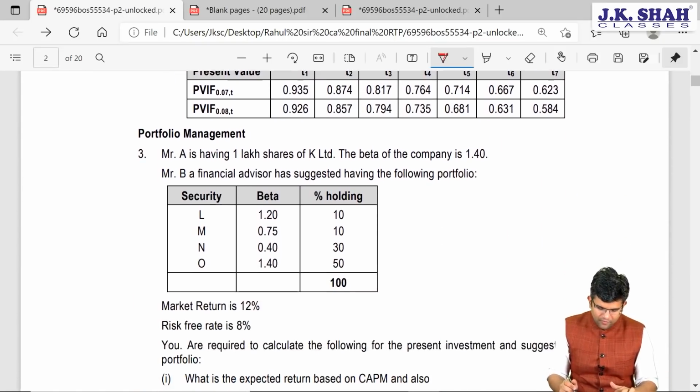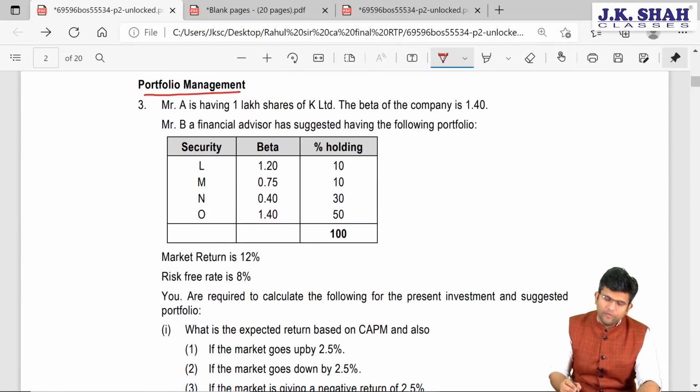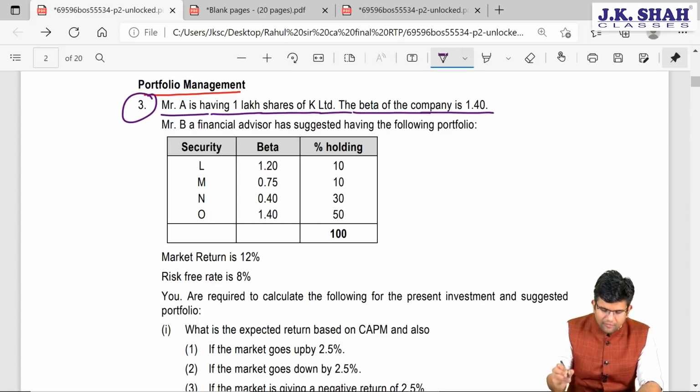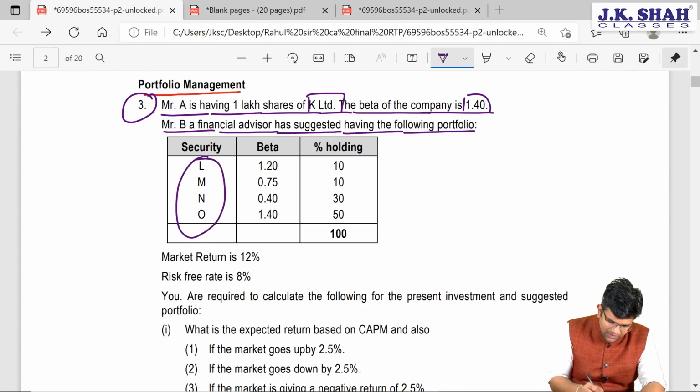Okay, so now we will go ahead. We'll go to the third question, children, that is from the chapter of portfolio management. Let's begin. Students, they are saying Mr. A is having 1 lakh shares of K Limited and the beta of the company is 1.4. Mr. B, a financial advisor, has suggested to have the following portfolio. So children, this Mr. B is saying that instead of putting all money in one share, you spread out between L, M, N and O, having these individual betas with these weights, correct?